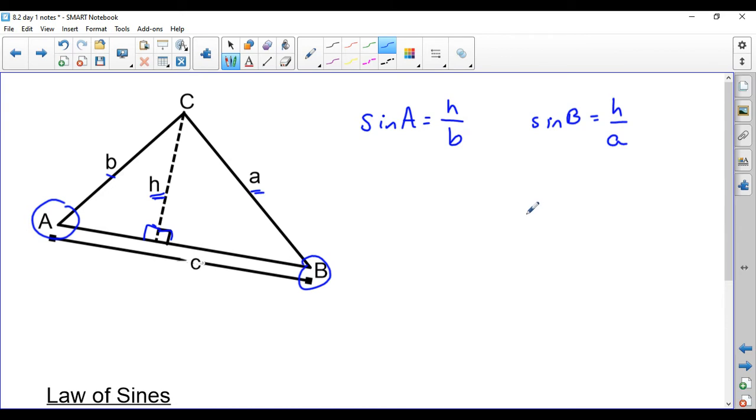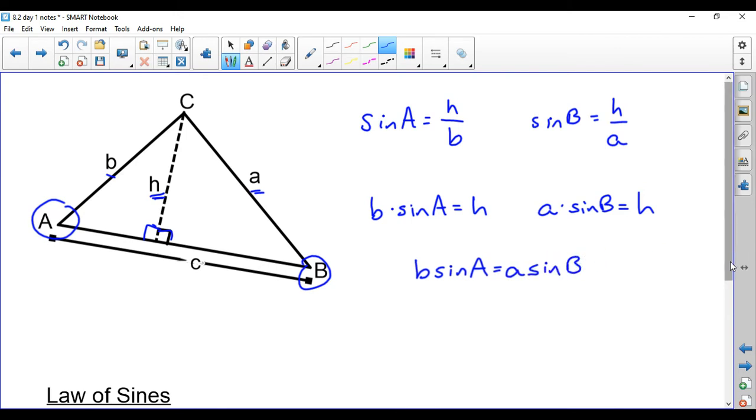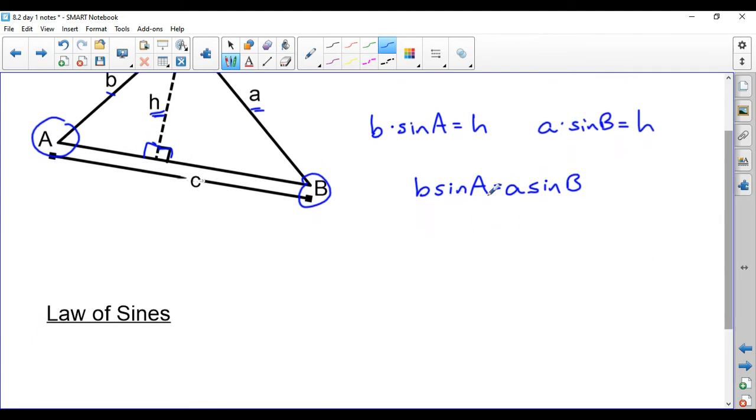I'm going to take each of these equations and solve them for H. So on this side, I'm going to multiply both sides by B. So I get B times the sine of A equals H. Over here, I'm going to multiply both sides by A. A times the sine of B equals H. Since both of these are equal to H, I can set them equal to each other. And again, as you go through this, remember, lowercase letters are side lengths, capital letters are angles. And I get this equation, B times sine of A equals A times sine of B.